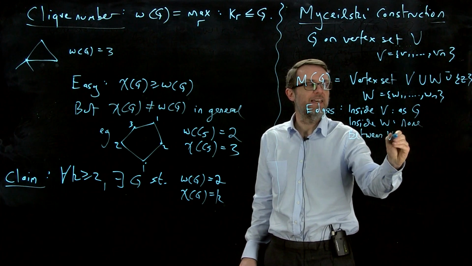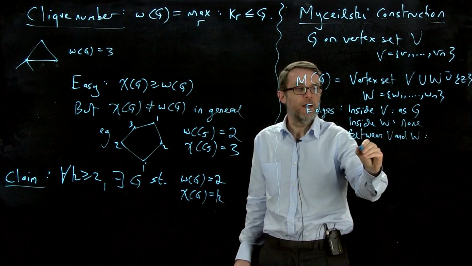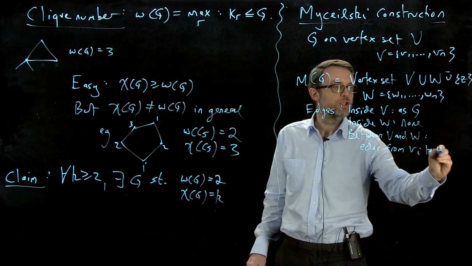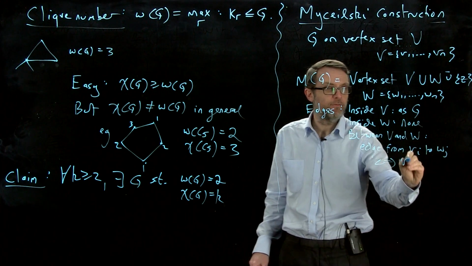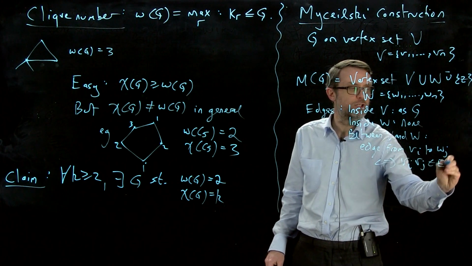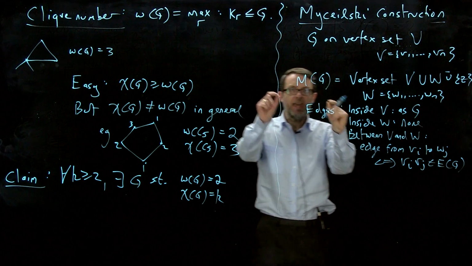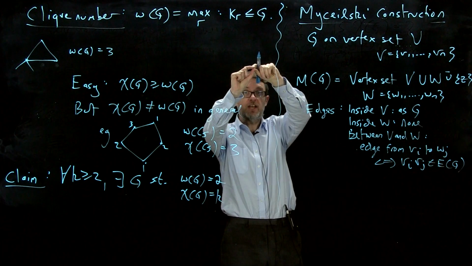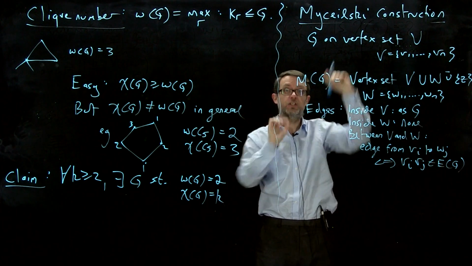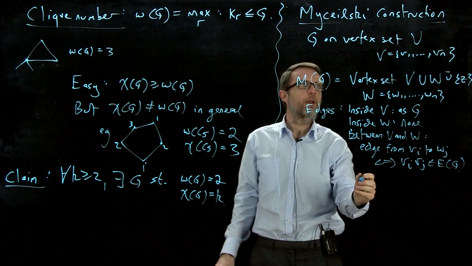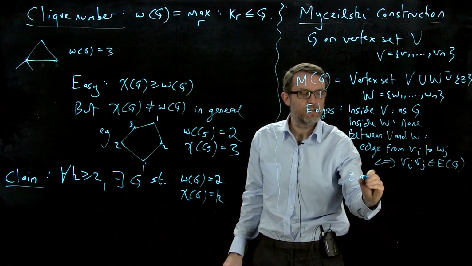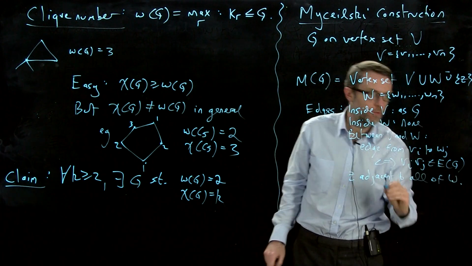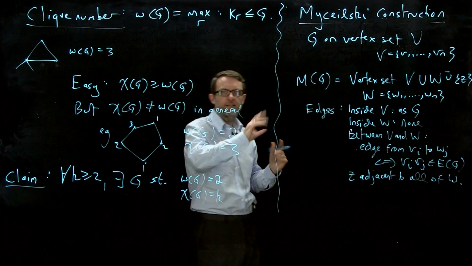Between V and W, here's what I'm going to do. I'm going to put an edge from Vi to Wj if and only if Vi, Vj was an edge of G. So if V1 and V2 are adjacent in G, then W2 is going to be adjacent to V1, and also W1 is going to be adjacent to V2. And what about Z? Z is going to be adjacent to all of W. So that's the construction of the edges.